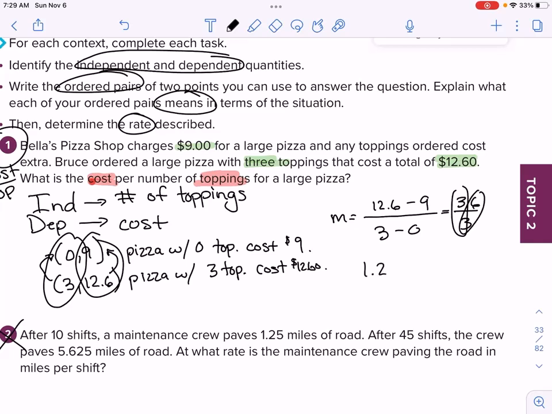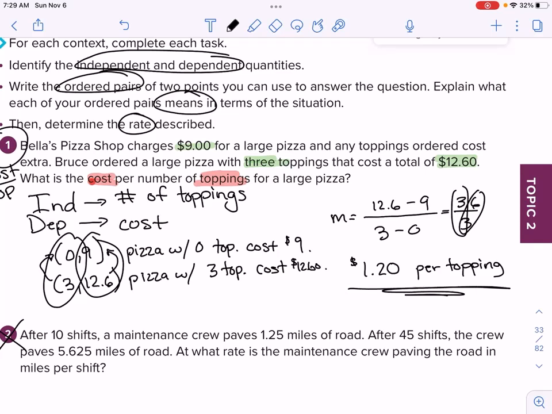Answering our question, what is the cost per topping? It is $1, and we'll put a 0 here. 2/10 is the same thing as 20 hundredths. $2.20 per topping. Oh, sorry, $1.20 per topping.